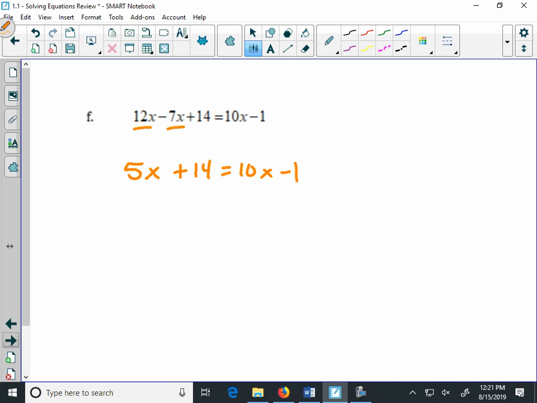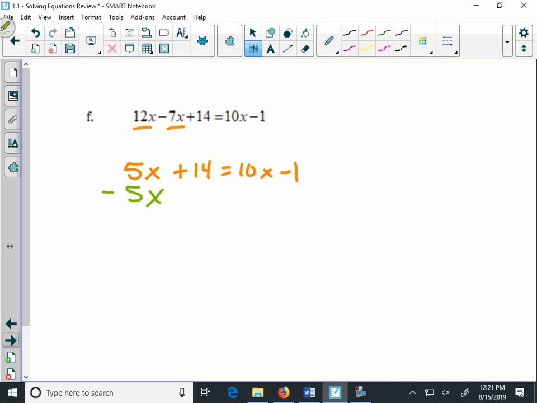Just like we did with that previous problem, x's are on both sides, so we gotta move one of those x's over. My rule of thumb is I hate negative x's. They make my life difficult. I always mess up when I have a negative x, so I like to keep my x positive. To keep your x positive, I always move the small guy over. So which one's the smaller x? 5 or 10? 5. Some of us like just to move everything over to the left side of the equation. Go for it. I just don't like dealing with negative x.